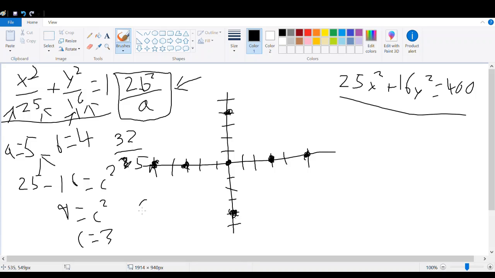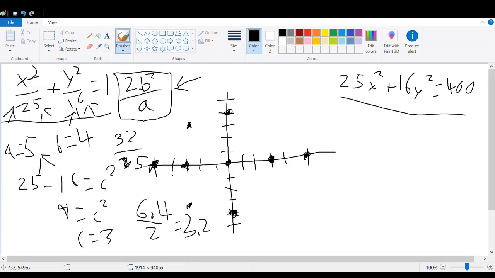32 over 5 is 6.4. That's pretty nice. So 6.4, that's the whole focal width, not just one side of the focal width. So 6.4 divided by 2 is 3.2, that's one side of the focal width. That focal width is the distance from the focus to a point on the ellipse above or below the focus, pretty much.